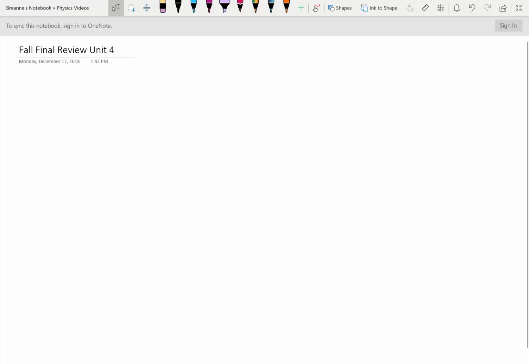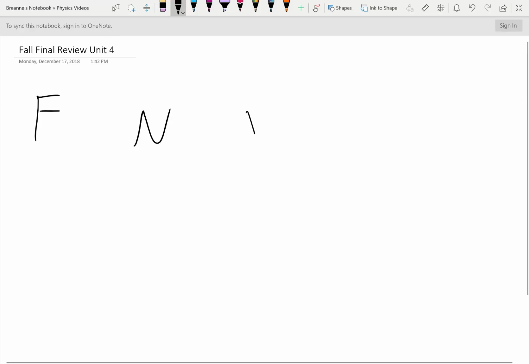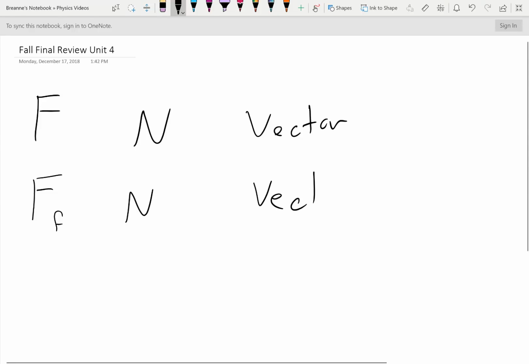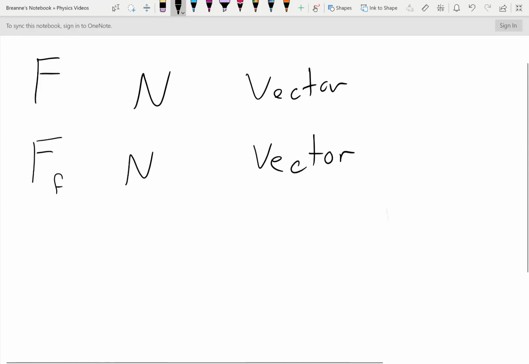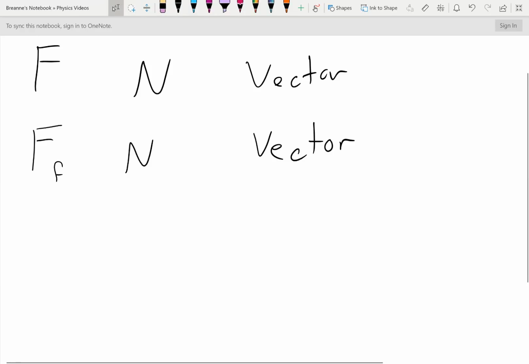So force, its variable is represented with a capital F. It's measured in newtons, and it is a vector. Next one is frictional force. That is represented with a capital F with a sub f, frictional force. It's measured in newtons, and it's a vector. All forces are vectors. All forces are measured in newtons. So we're going to get lots of repeats here.